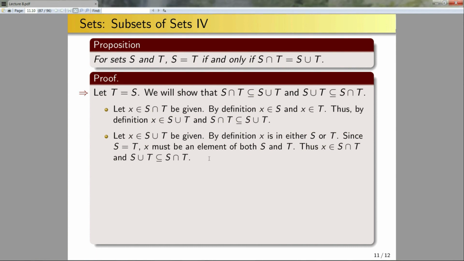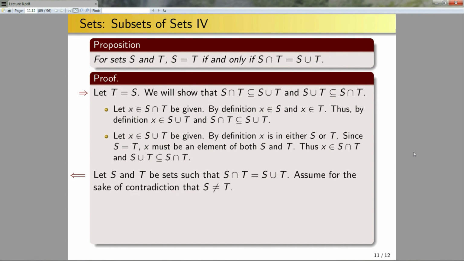Now, on the converse direction, let S and T be two sets such that the intersection is equal to the union. Right? I'm starting by assuming that this hypothesis here holds. Now, my goal is to show that S has to be equal to T. How can I do this? Well, it turns out that proof by contradiction is a good method. So assume for the sake of contradiction that S is not equal to T. Now we're going to use our assumption that the union is equal to the intersection to contradict this fact.